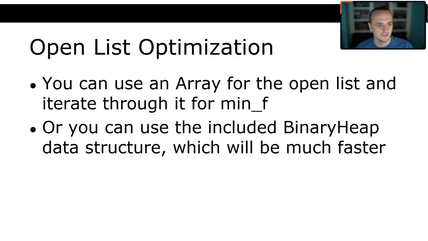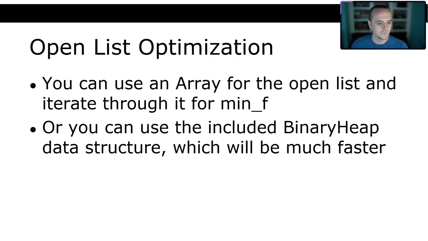Another optimization is for your open list. So we store an open list of nodes, and then what you want to do is go through that open list of nodes in order to check which one has the minimum F value. So if you're using an array for the open list, you'll just have to iterate through them and find the minimum F value.